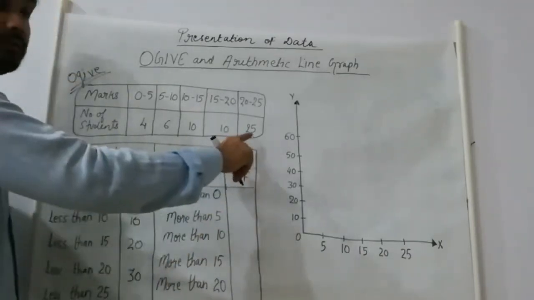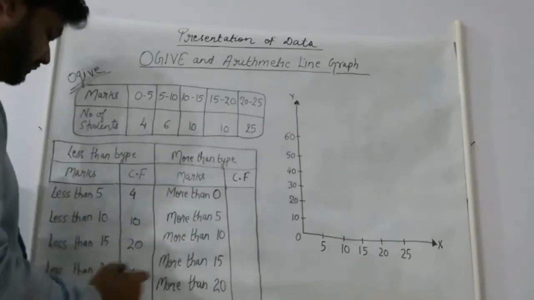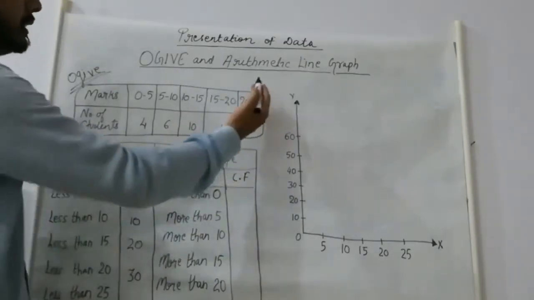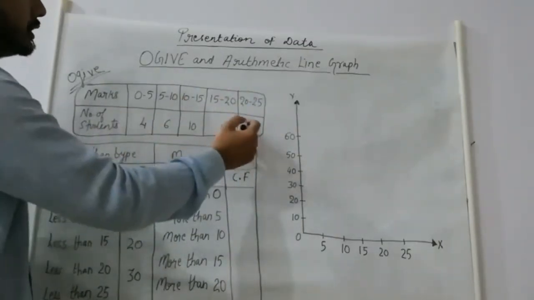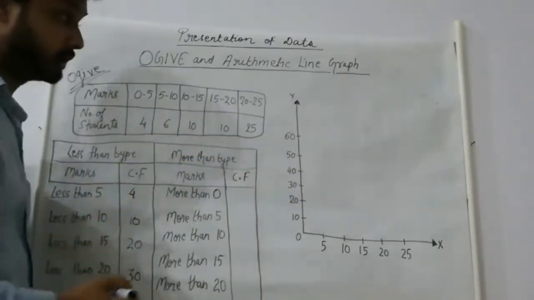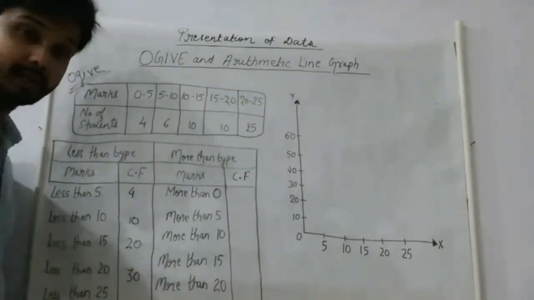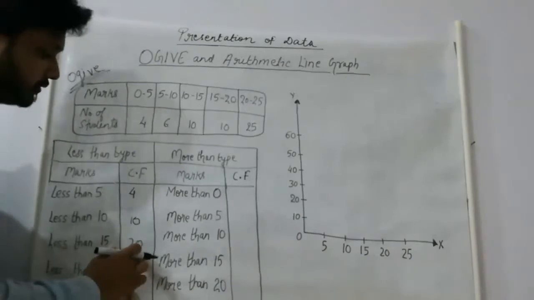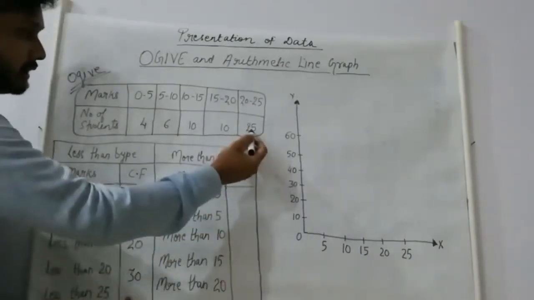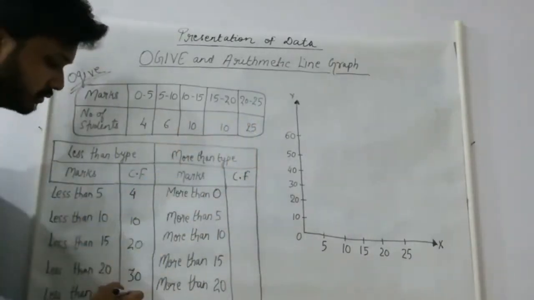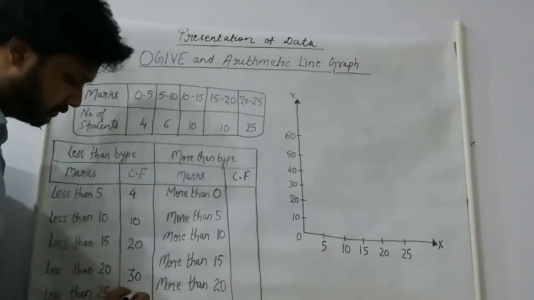Then we have 25 last. Okay, 20 to 25, this is less than 25, so all the numbers are less than 25 only, because our last limit is 25. So less than 25 will be 30 plus 25, or all of this you can add. It will come to 55.